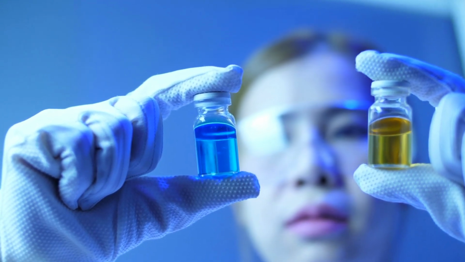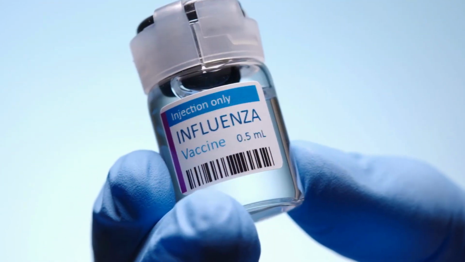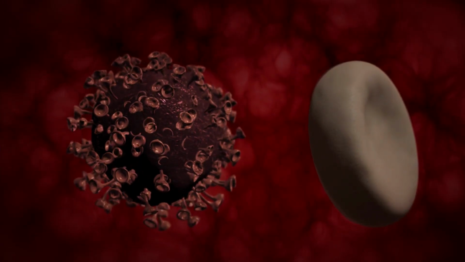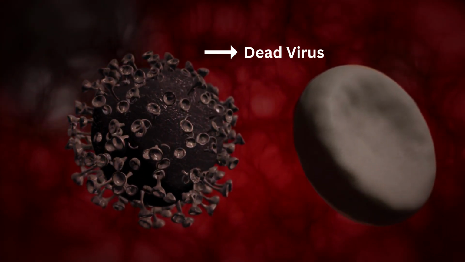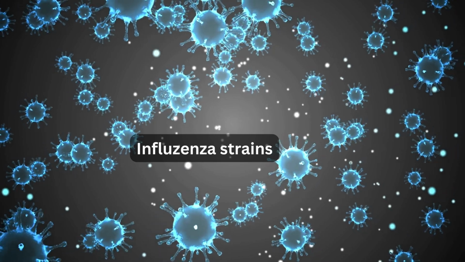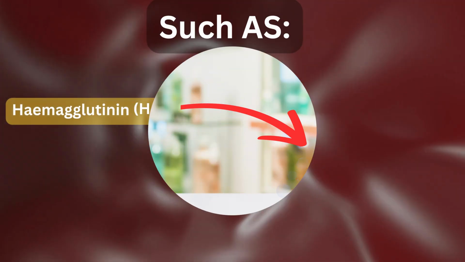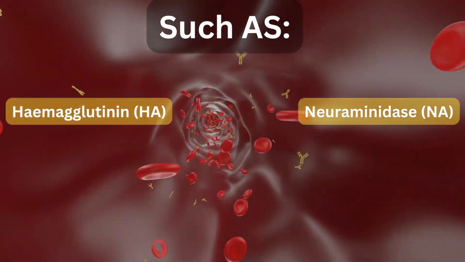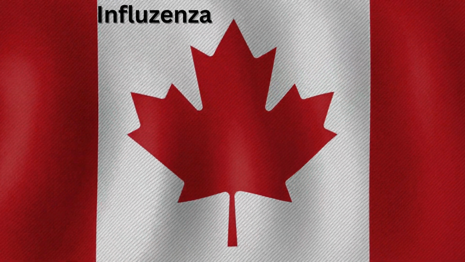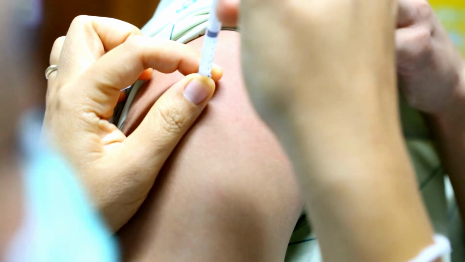Vaccines are designed to stimulate the immune system by imitating a viral infection. In the case of influenza vaccines, they are typically created using inactivated or killed virus particles, obtained from various circulating influenza strains. These vaccines contain subviral components, such as hemagglutinin (HA) and neuraminidase (NA). In Canada, influenza vaccines are administered through intramuscular injection.